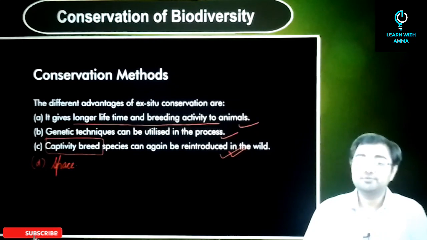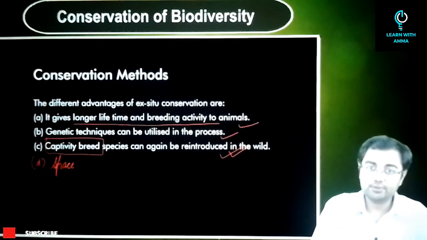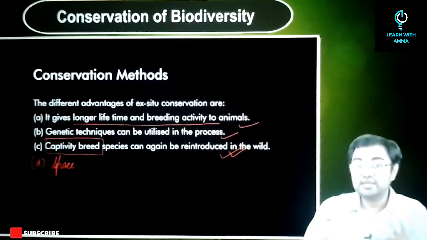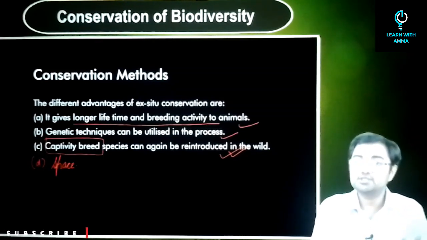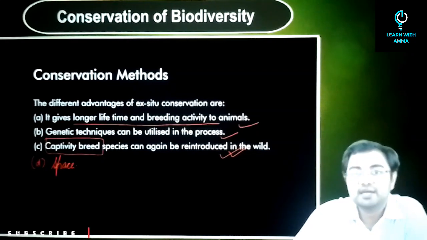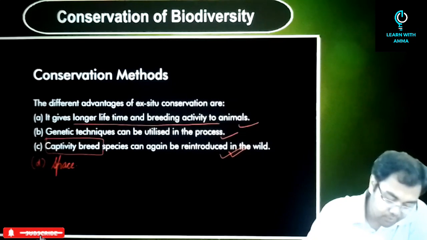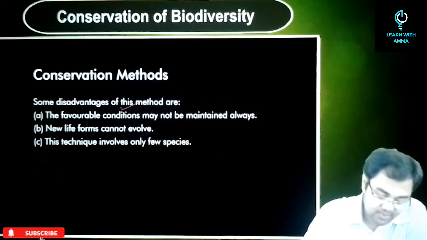For example, if you talk about seed bank, gene bank, these are things which come under ex situ and they don't require any space as such for the species to survive. So that's why these are the kinds of things that can be picked up as an advantage that ex situ has. Then after that, you have to also understand the disadvantage of these methods.